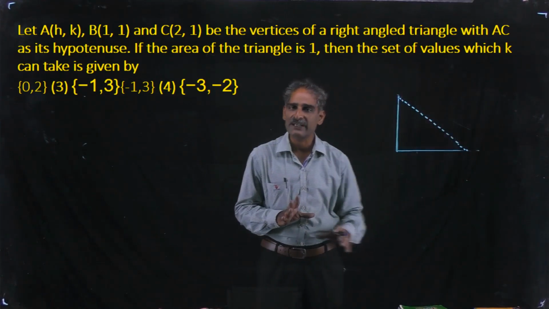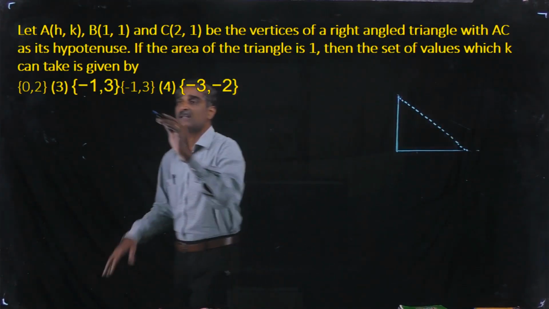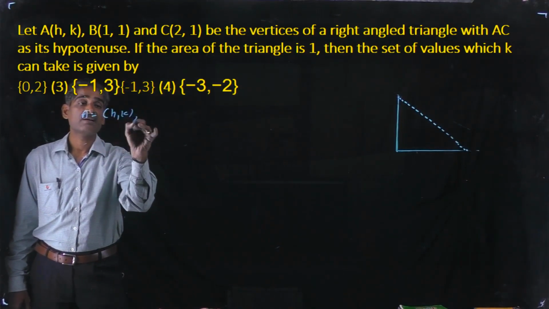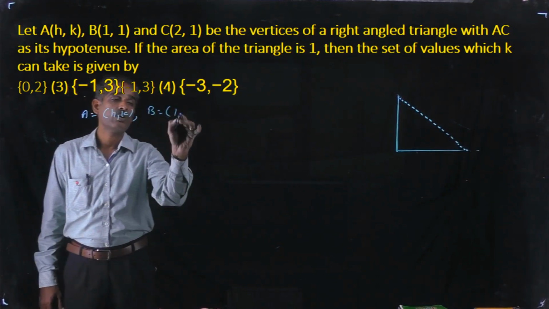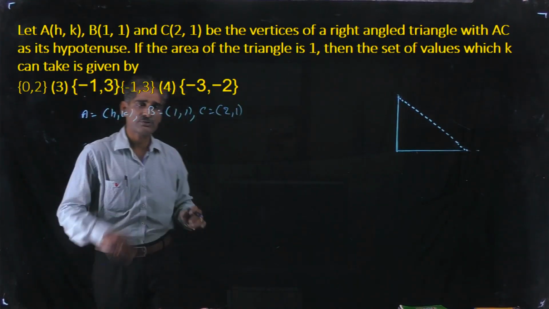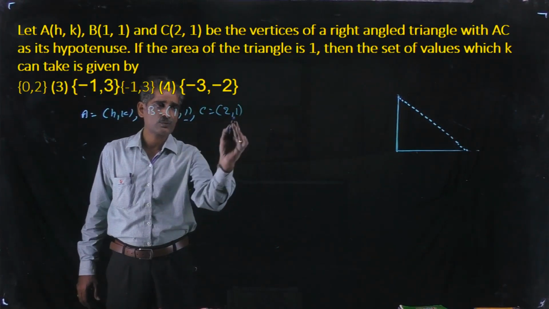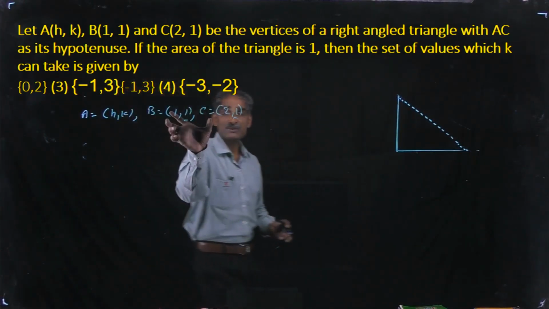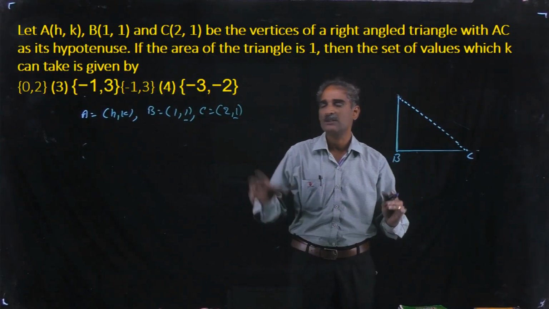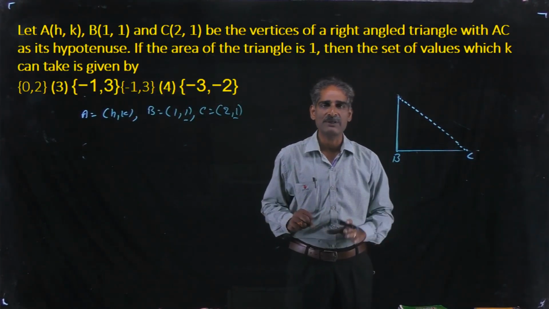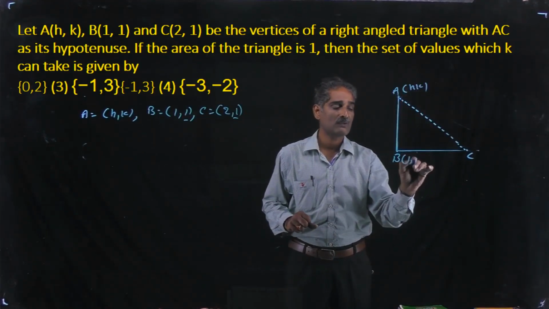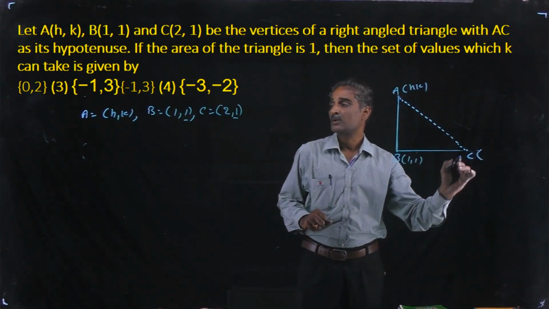Clear? This is a right angle triangle. Here we are given the points A(h, k), B(1, 1) and C(2, 1). Here you observe that in these two points the y coordinates are the same. That means BC is parallel to the x axis. Let us take these as the positions of B and C.